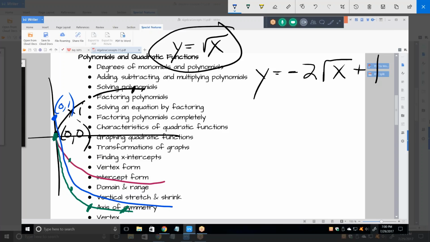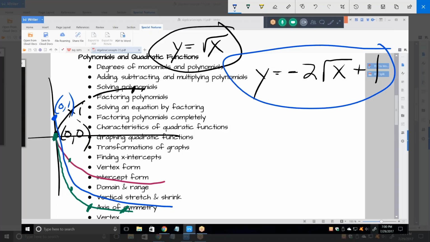In other words, if I just take this function here and make myself a table of x, y points and plot those dots and connect them, I'll get that blue line. I don't have to know anything about transformations.